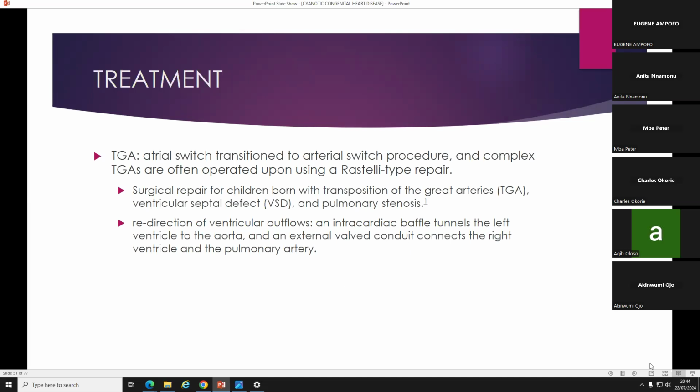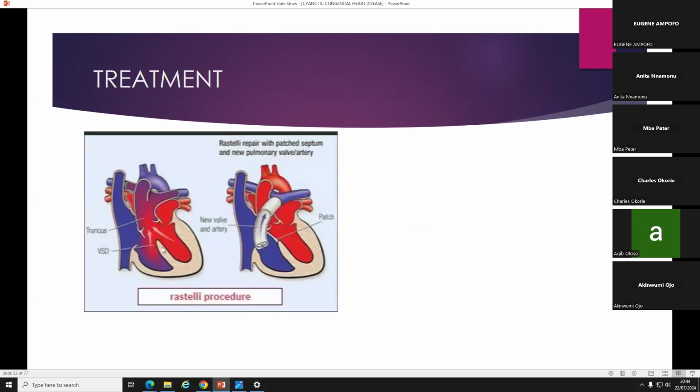So basically correcting what was fused, separating the systemic and pulmonary circulations. Hopefully this picture is clear enough. So we can see this is a patient with truncus arteriosus, pre-Rastelli procedure, and post-Rastelli procedure. This is the baffle that has been used to create a proper connection between the right ventricle and the pulmonary artery.